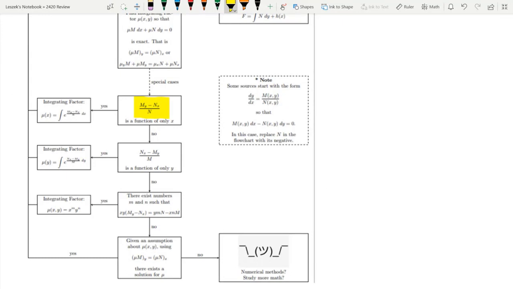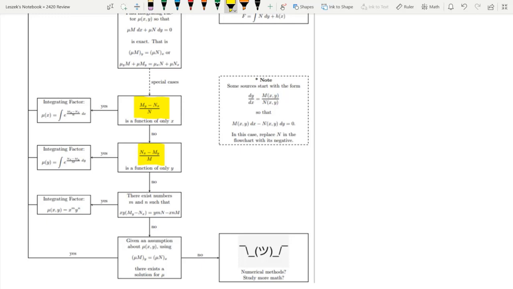So if we have that this is a function of, yeah, I can post the chart on the description of the YouTube video. Okay. Yeah. It might be on the peer tutoring website. I don't even know. All right. But I'll definitely post it in the description of the video.